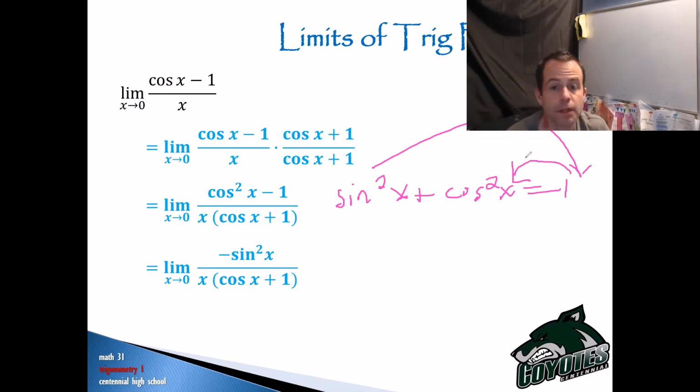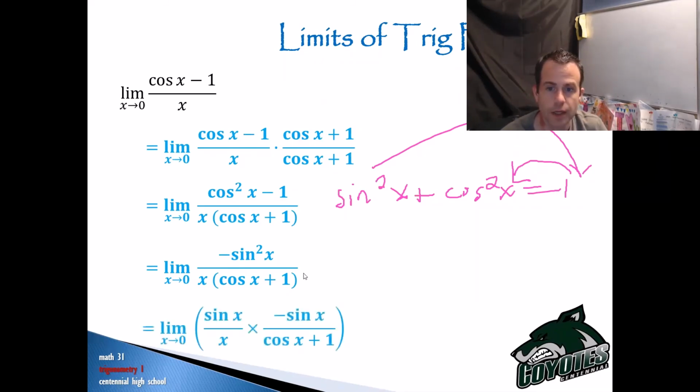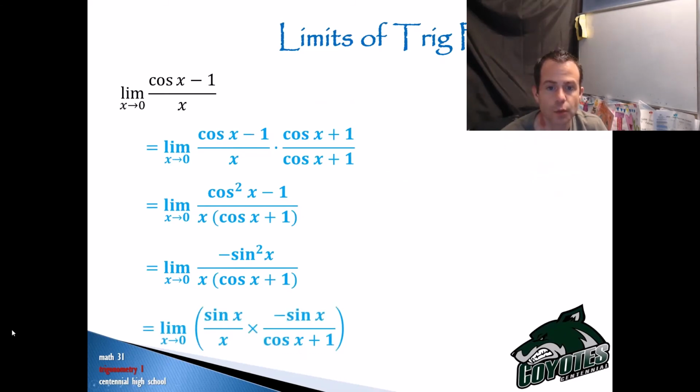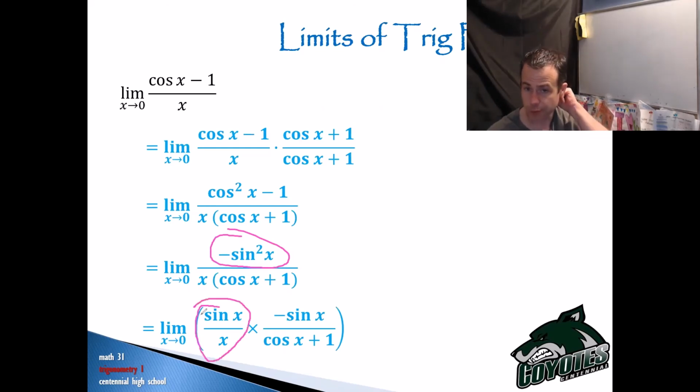Okay, so now what do I do? Well, I can say that this is sine x over x times negative sine x over cos x plus 1. All I did there was I broke my sine squared x into sine x times sine x. I put one of them with the x because this is friendly to me. I know what to do with that guy, right? I know that the limit as x approaches 0 of sine x over x is just 1.